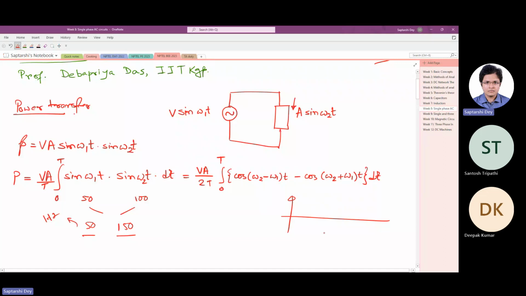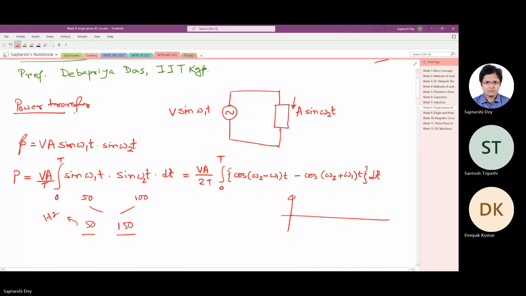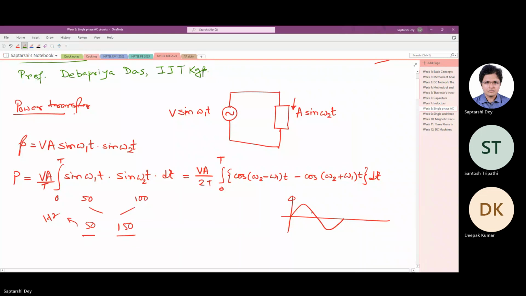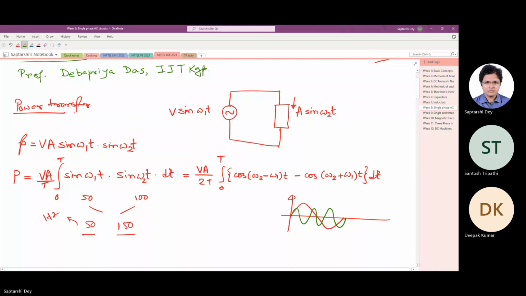So if this is the time period corresponding to the 50 hertz component, in this time the 150 hertz component completes 3 oscillations, right? So again, if I draw another cycle, you can see that the overall thing is repeating itself after only the period of the 50 hertz cycle. So this T is nothing but the time period of omega 2 minus omega 1, the lower one, right? Is it clear?